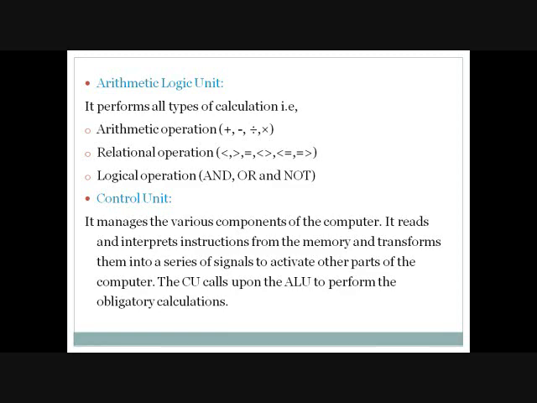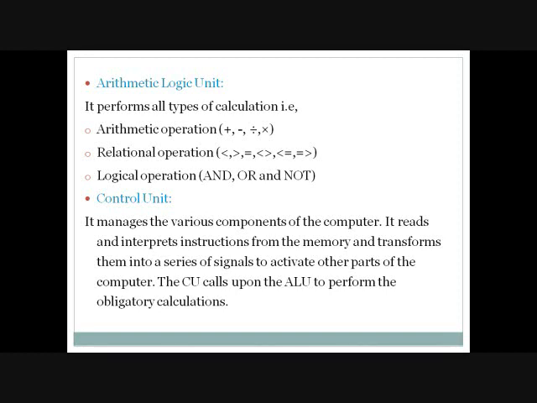It is responsible for all types of calculations and operations such as arithmetic operations: addition, subtraction, multiplication, division, and relational operations like greater than, less than, equal to, not equal to, less than or equal to, greater than or equal to. And the last one is logical operations, that is AND, OR, and NOT.